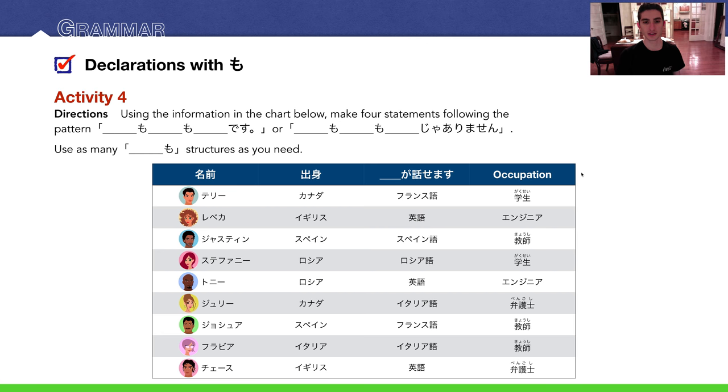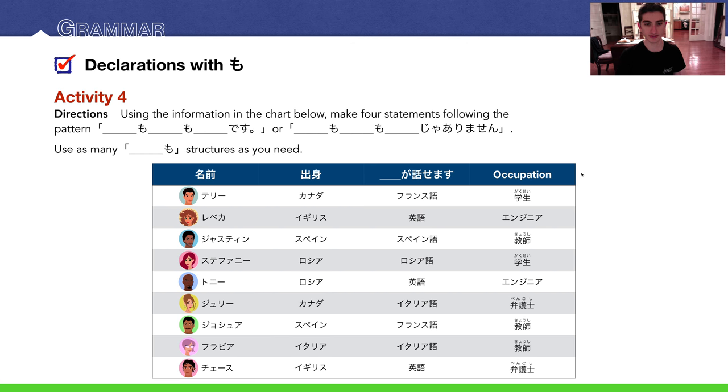Okay, and then let's use the occupation. Let's go to Stephanie. Stephanie も、テリーも、学生です。はい。Simple.